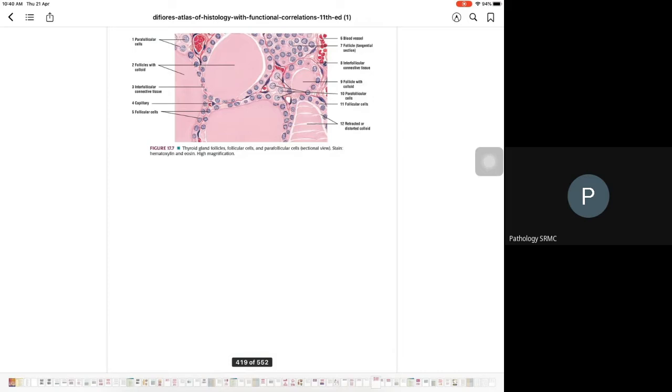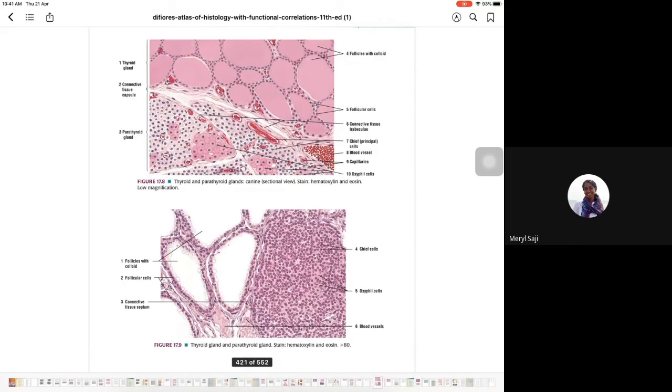Parafollicular cells, follicles with colloid, interfollicular connective tissue, capillaries, follicular cells, blood vessel, follicles in the tangential view, interfollicular connective tissue, follicle with colloid, parafollicular cells, follicular cells and retracted and distorted colloid. Figure 17.A, thyroid and parathyroid glands, canine, sectional view, stain HNE, low magnification.